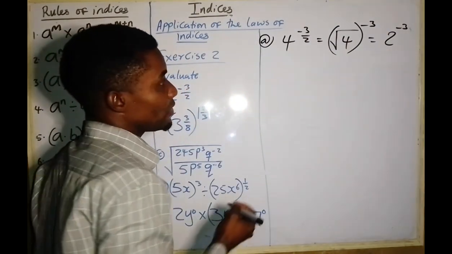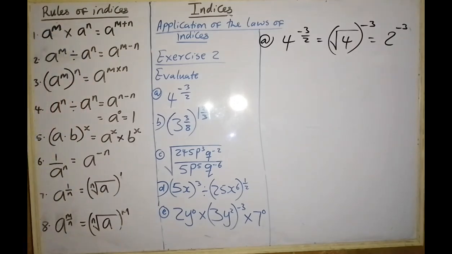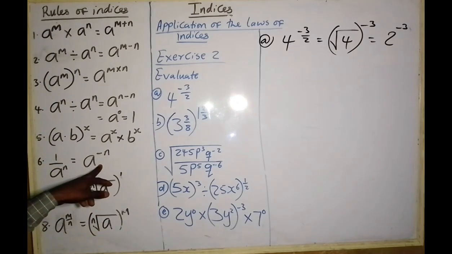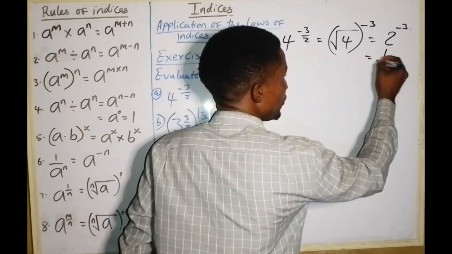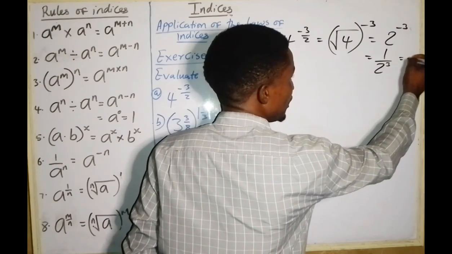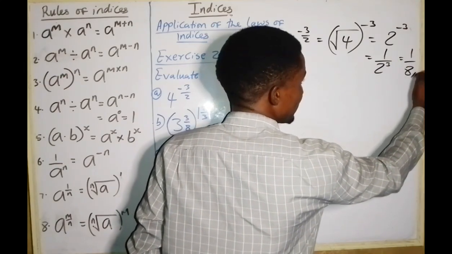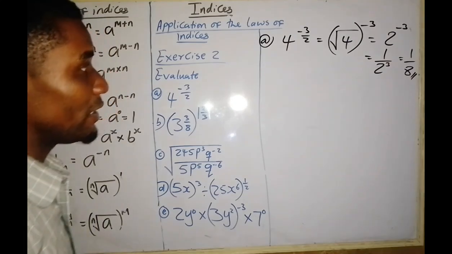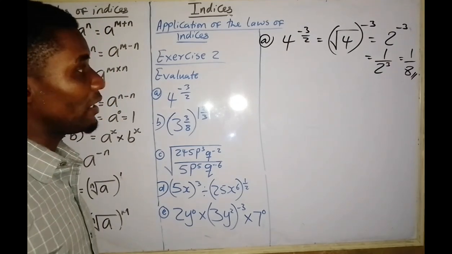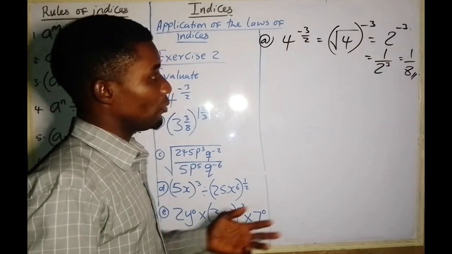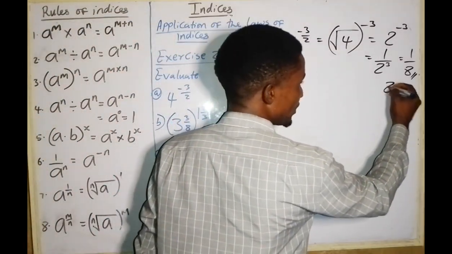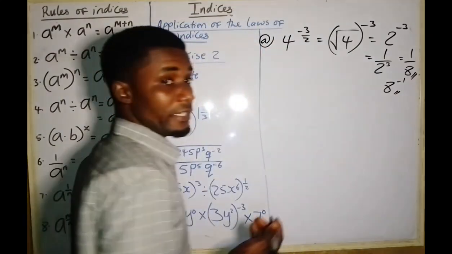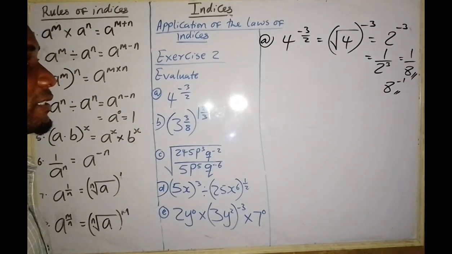Now 2 raised to the power of minus 3 can be re-expressed using the law that we discussed earlier, the negative index law. The negative index law can be re-expressed as 1 over 2 raised to the power of 3, which implies 1 over 8. So 1 over 8 is simply our final answer. Or if the option is not expressed as 1 over 8, the option could be expressed as 8 raised to the power of minus 1. That is still the final answer.